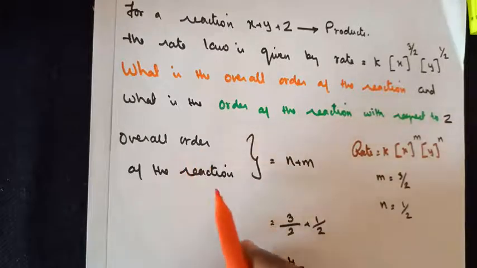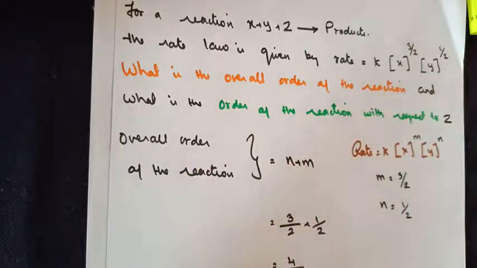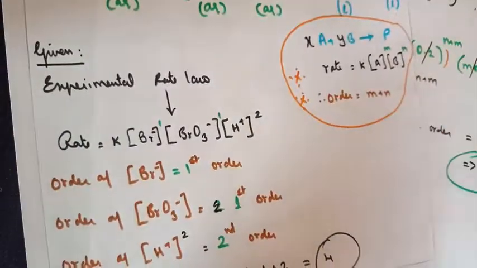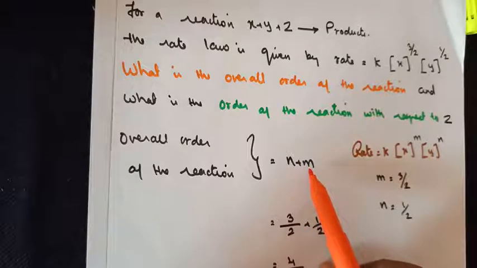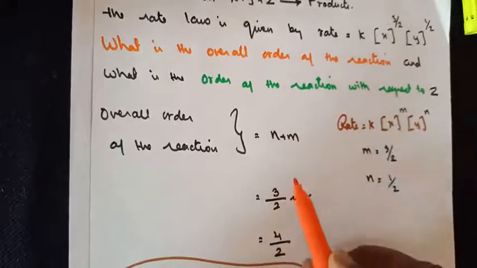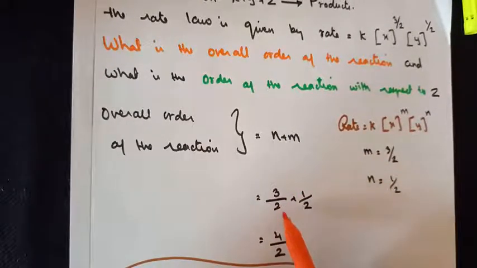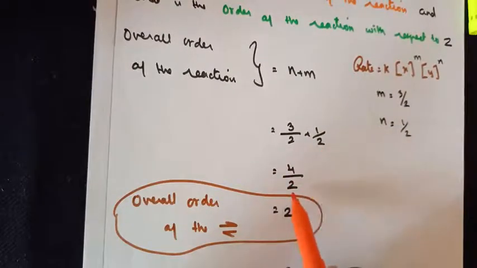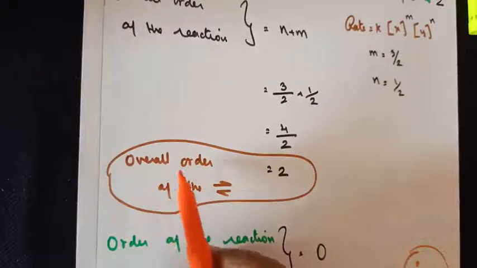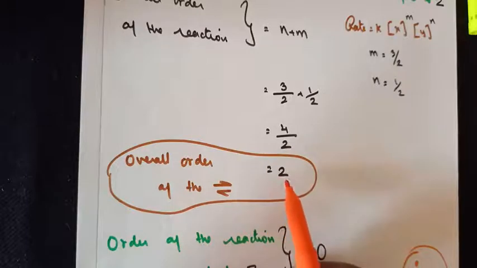Therefore, overall order of the reaction, as we have seen in the first class, when it says order, you have to add up m plus n. That's all the concept here. I just wrote n plus m by mistake, it's one and the same, you know that. So substituting the values 3 by 2 and 1 by 2, since the denominators are the same, we take it to be 2 here. 3 plus 1 is 4, 4 by 2, the answer comes up to be 2. Therefore, the overall order of the reaction is equal to 2.